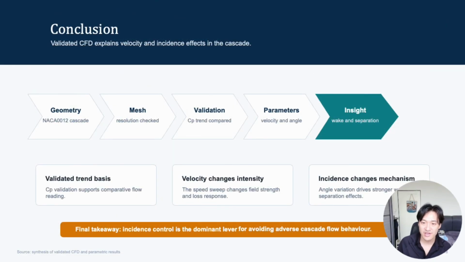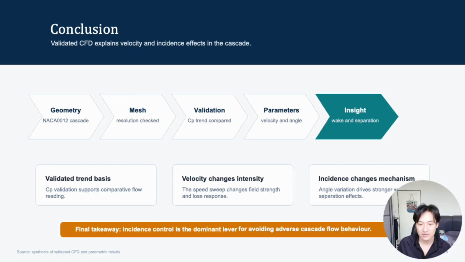To conclude, this project successfully combined blade design, CFD validation, and parametric flow analysis. The NACA 0012 profile was suitable because it provided a simple and controlled blade geometry with available reference data. The mesh and near wall checks supported the CFD interpretation, and the validation against the reference shows that the main pressure coefficient trends were captured.